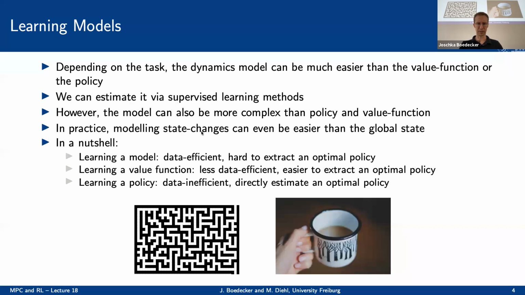Right, so here, this is a little comment that it can be easier to concentrate on state changes, so to predict changes rather than the absolute states, which tends to generalize better if you want to train a model. But in general, what we can say is that these model-based algorithms, where we learn this model explicitly, tend to be more data efficient. So they require fewer samples, fewer interactions with the environment in order to already produce good intermediate solutions.